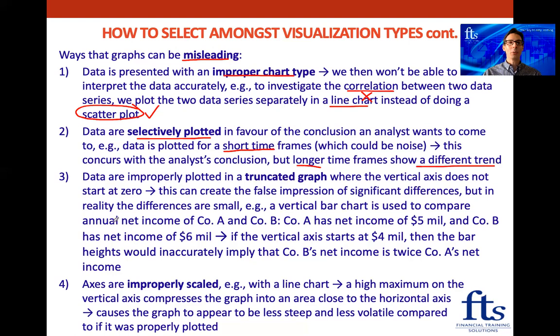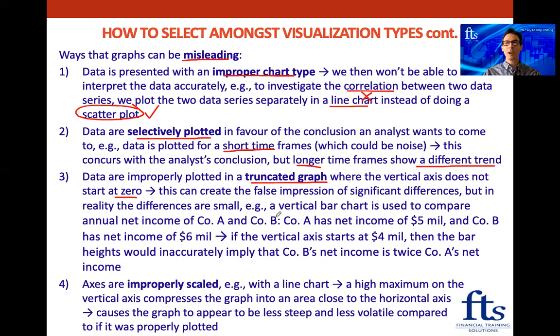And then the third way that graphs can be misleading is where data are improperly plotted in a truncated graph. And I'm going to draw one for you in a minute, so don't stress about this funny word. So data are improperly plotted in a truncated graph where the vertical axis does not start at 0. If this is the case, it can create the false impression of significant differences, but in reality, the differences are small. So let's try this example here.